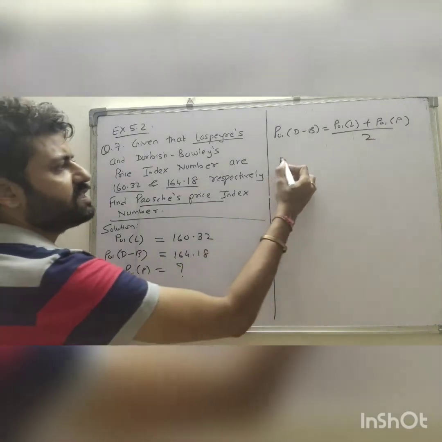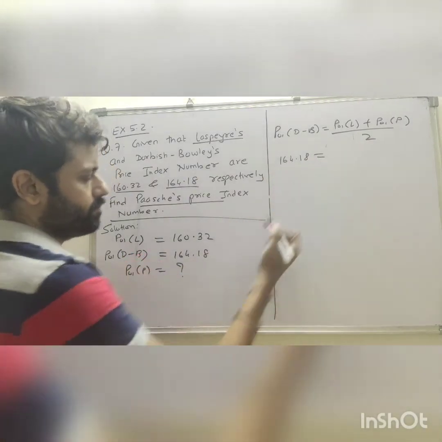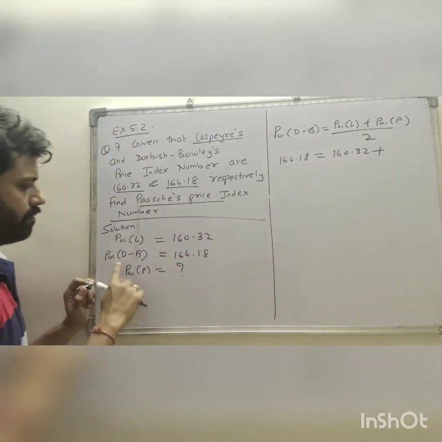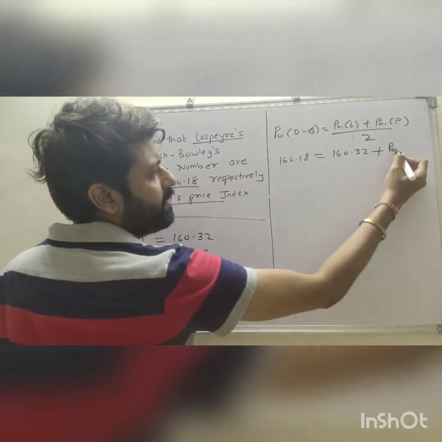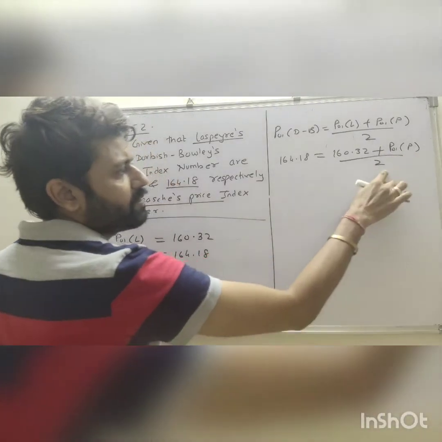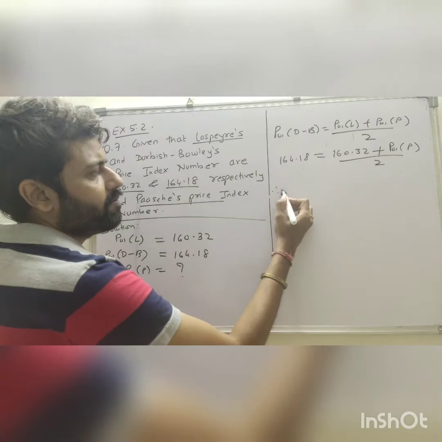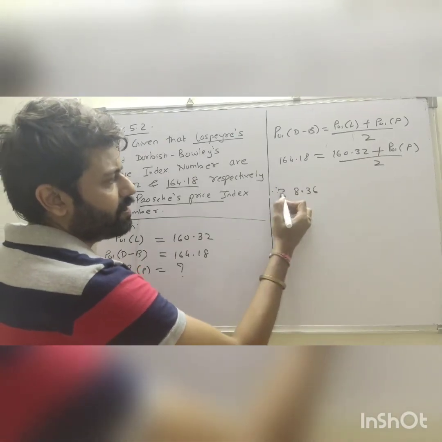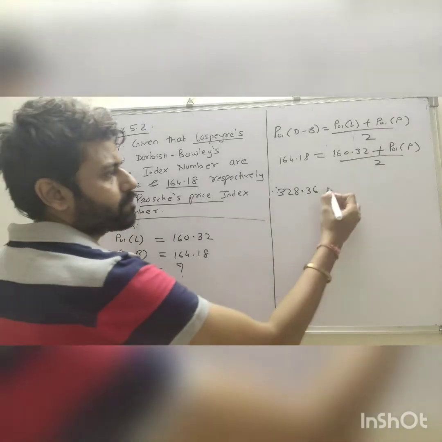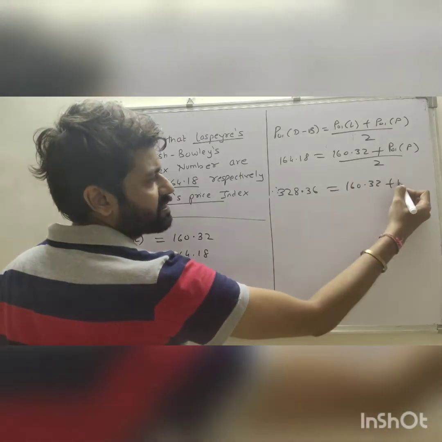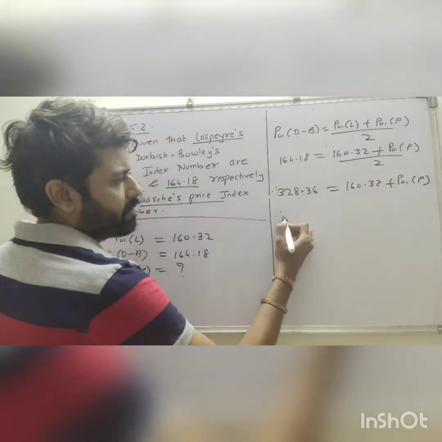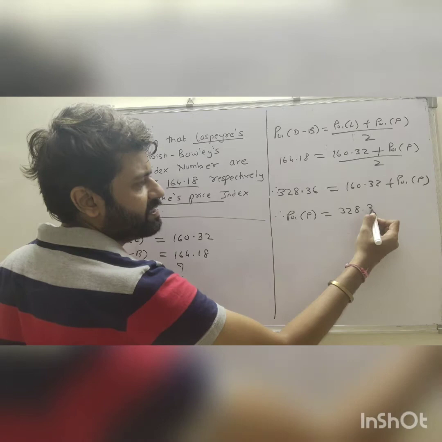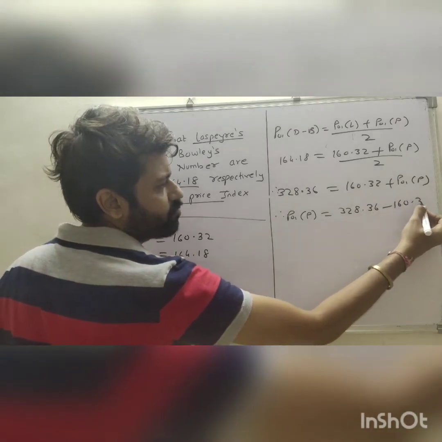Drobish-Bowley is given here, 164.18. Laspeyres is 160.32. Paasche's, that is what we have to find, divide by 2. This 2 will be sent here, where it will of course be multiplied. On multiplication, it will become double, 328.36. 160.32 plus Paasche's. And so the Paasche's index number will be 328.36 minus 160.32.